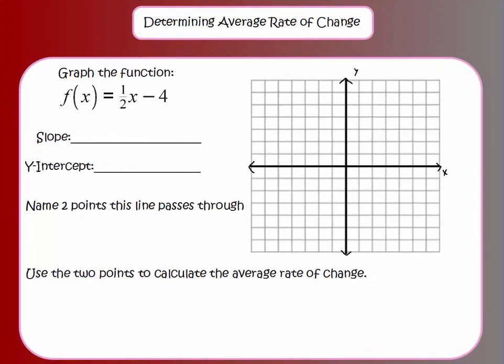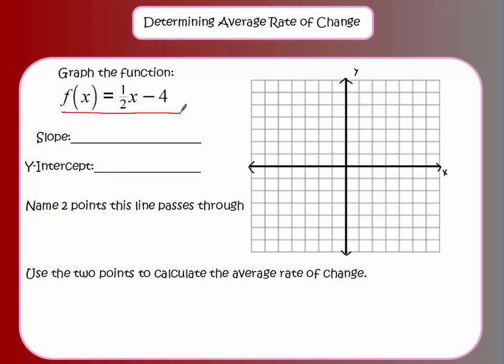Okay, so let's determine average rate of change. There's a couple ways to do this. Remember, the average rate of change is the same exact thing as the slope, okay? But there are ways that we may want to look at the graph to determine this if we don't have an equation, right? So let's look here. It says graph the function f of x equals 1/2 x minus 4.